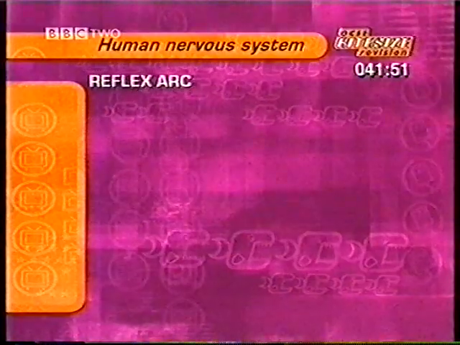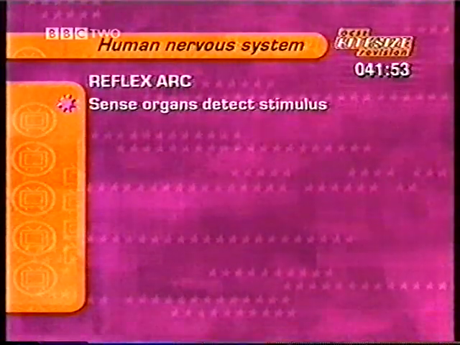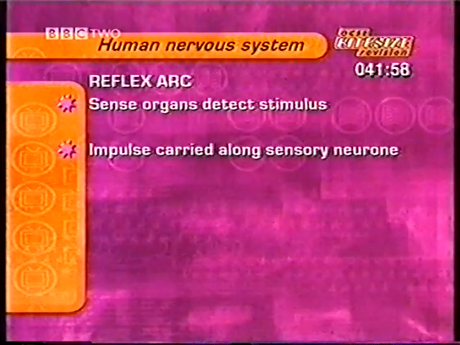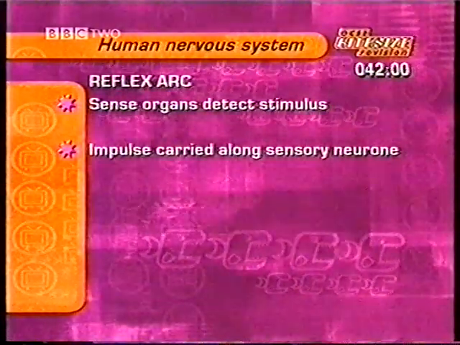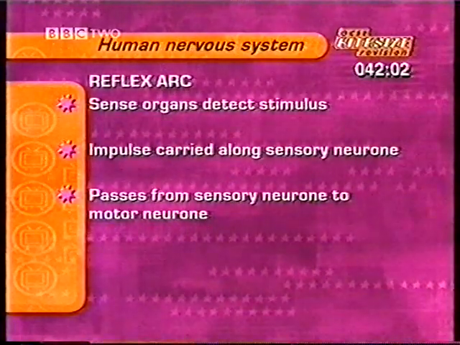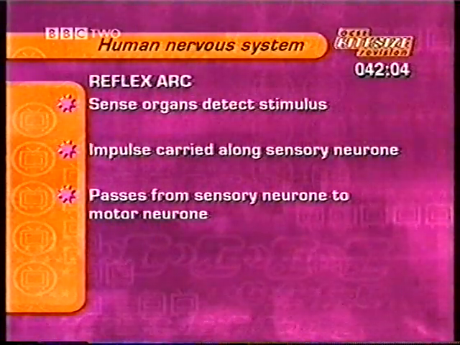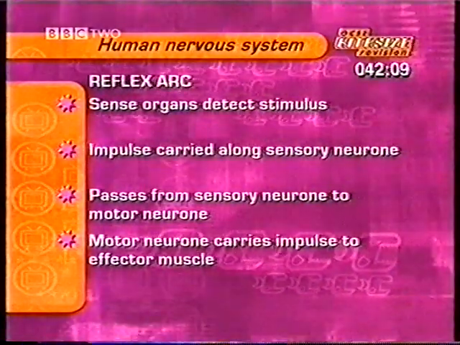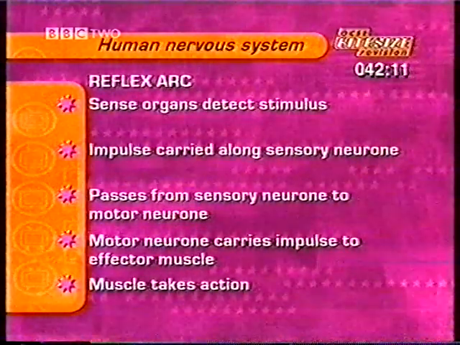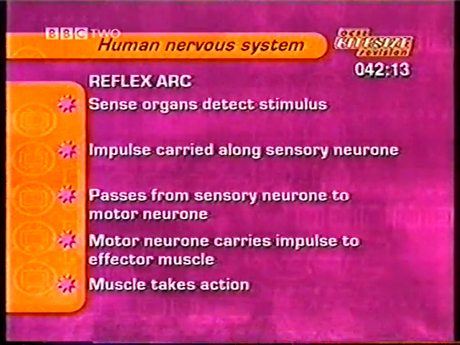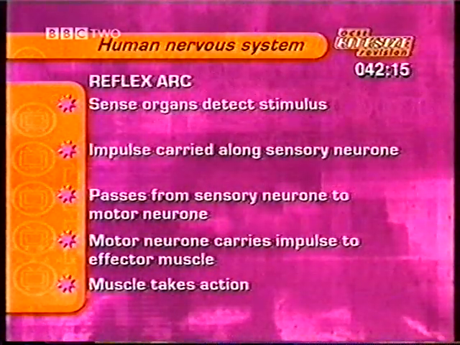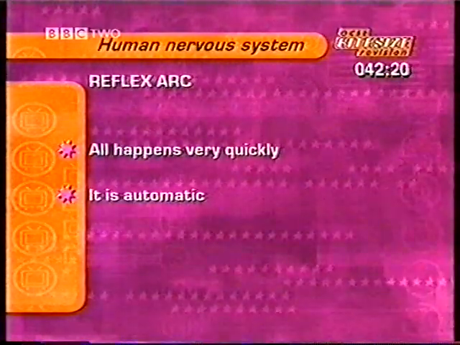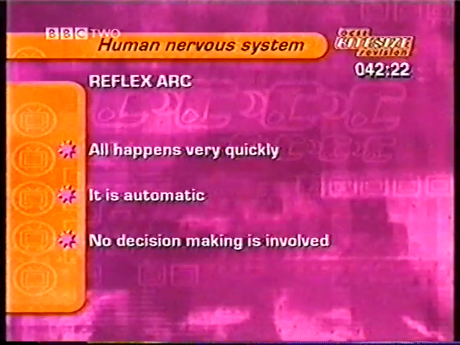To summarise the reflex arc, sense organs detect stimulus. Impulse carried along sensory neuron, which passes from sensory neuron via relay neuron to motor neuron. Motor neuron carries the impulse to effector muscle. Effector muscle then takes action. Remember, all this happens very quickly. It's automatic and no decision making is involved.